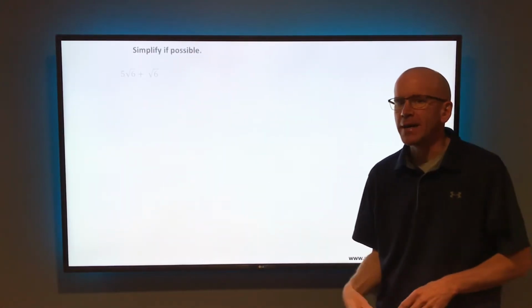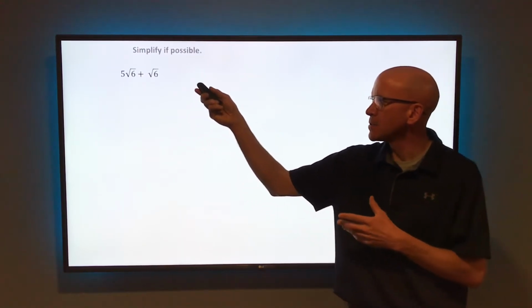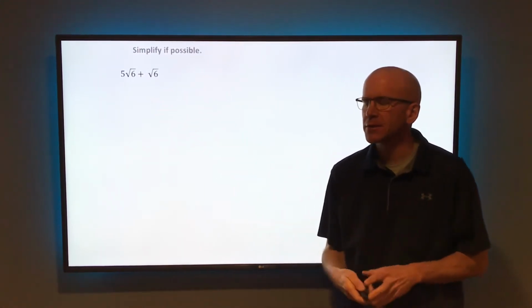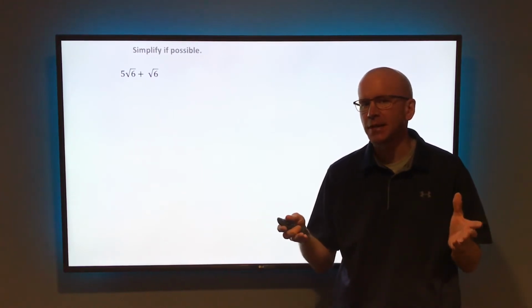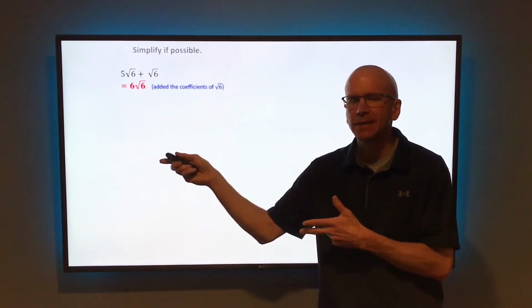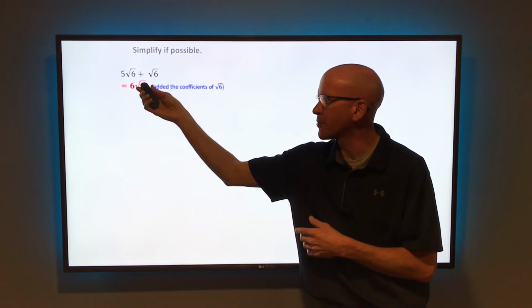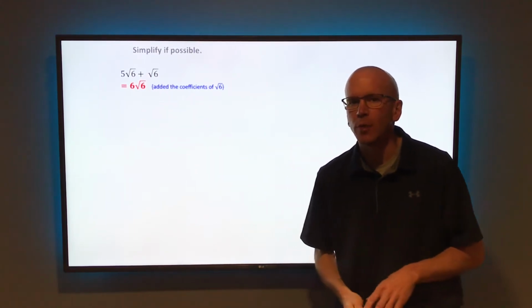You need to simplify if possible. 5 times the square root of 6 plus the square root of 6. So if you have 5 square root of 6 plus the square root of 6, it's just like 5x plus x is 6x. 5 times the square root of 6 plus the square root of 6, that would be 6 times the square root of 6. Just add the 5 in front of the square root of 6 and the 1 in front of the square root of 6. Do not change what's under the radical sign.